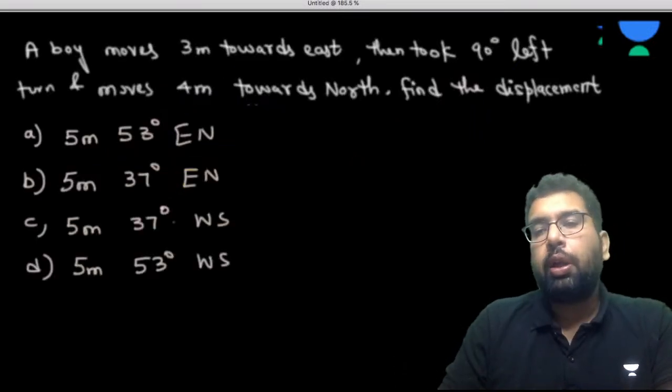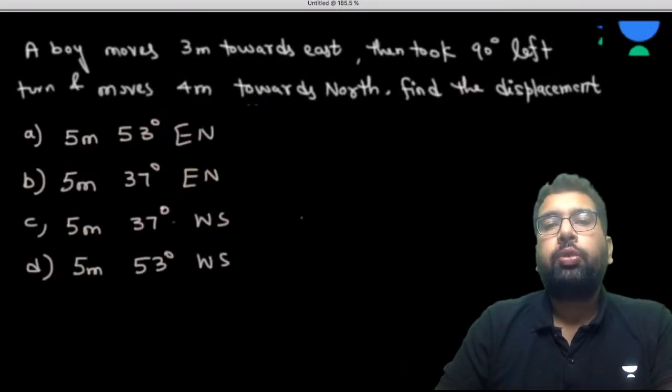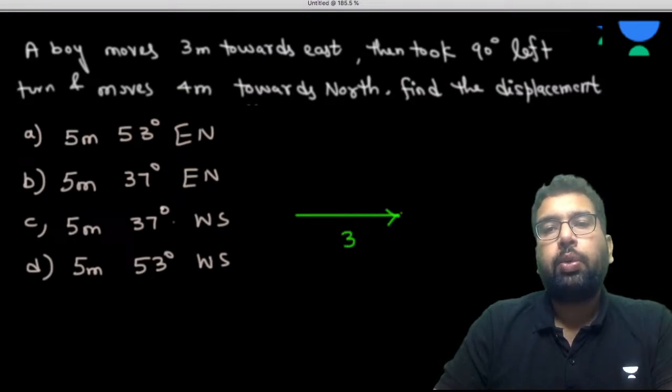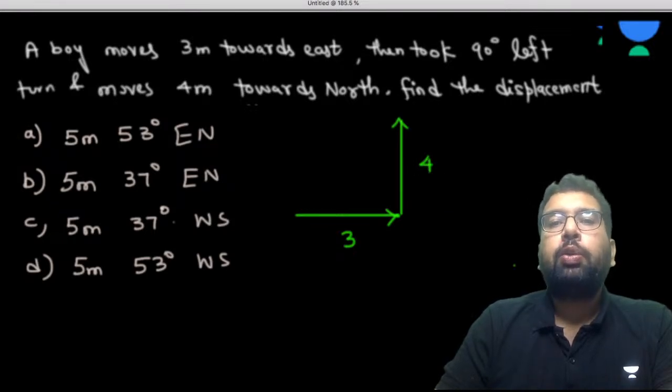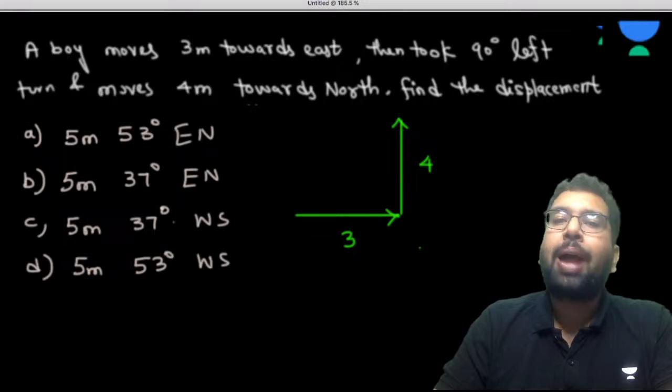Now it says a boy moves 3 meter east, then takes a 90-degree left turn and moves 4 meter towards the north. Find the displacement. Now please understand this. You could do this question by the parallelogram law also.